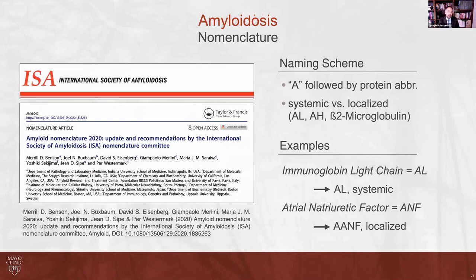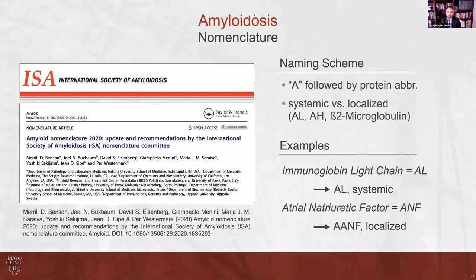Nomenclature for amyloid is revisited every 2 years by the International Society of Amyloidosis. Specifically, they gather all the data that's occurred in the last 2 years at their consensus conference, revisit it, and talk about naming schemes and so on and so forth. They just met this last year and updated the nomenclature, so the 2020 nomenclature is out, and I encourage everyone to take a look at it if you have an interest in this topic.